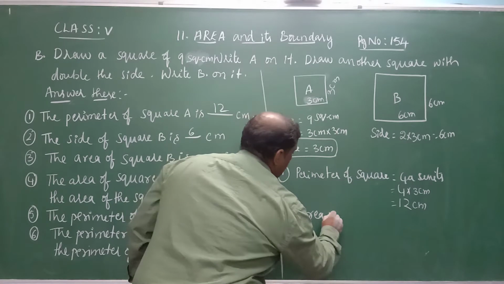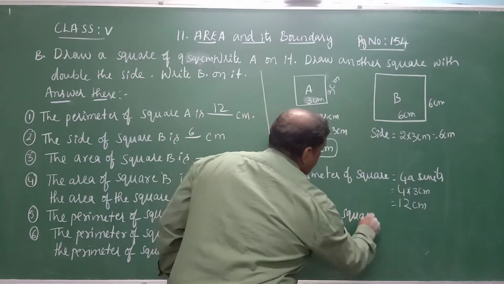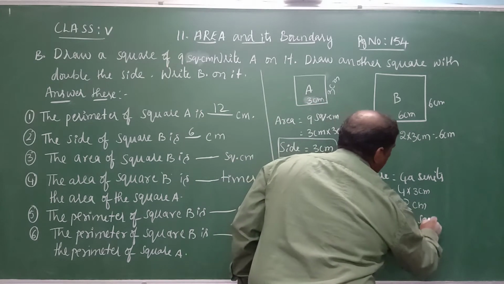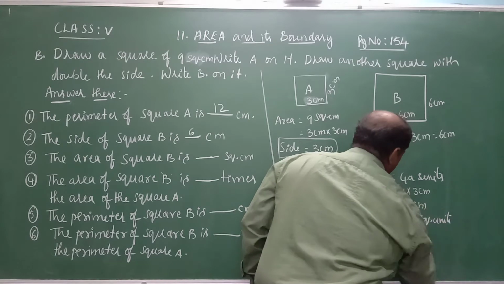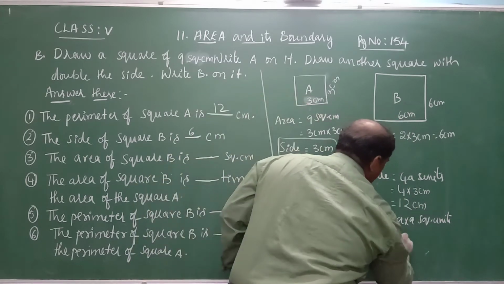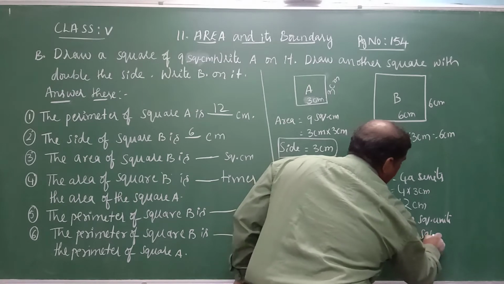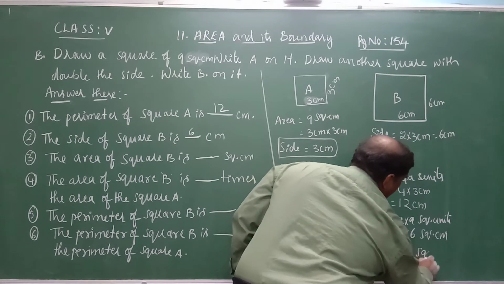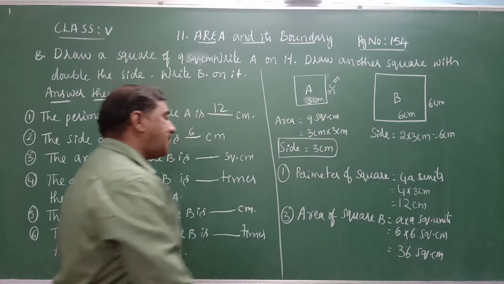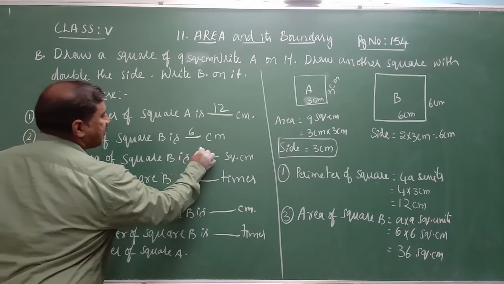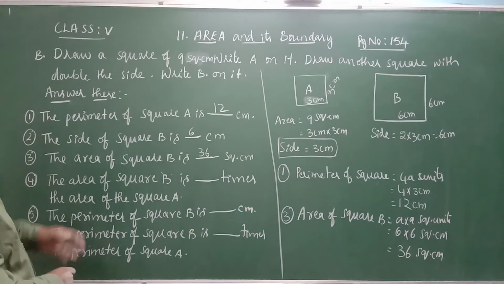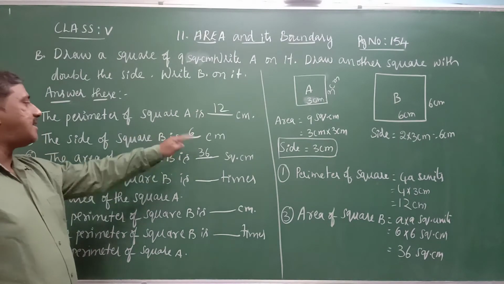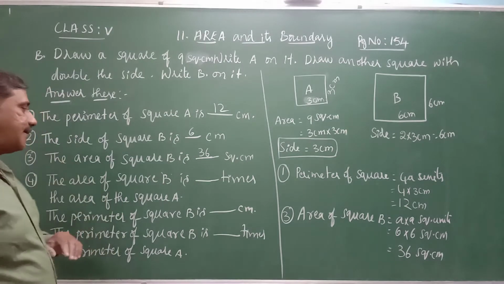Area of square B. The formula is A into A, that is side into side, square units. So the side of square B is 6 centimeters. It is 6 into 6 square centimeters, which is 36 square centimeters. So how much is the area of square B? It is 36 square centimeters. The side of square B is 6 centimeters, so area is side into side, that is 6 into 6, 36 square centimeters.